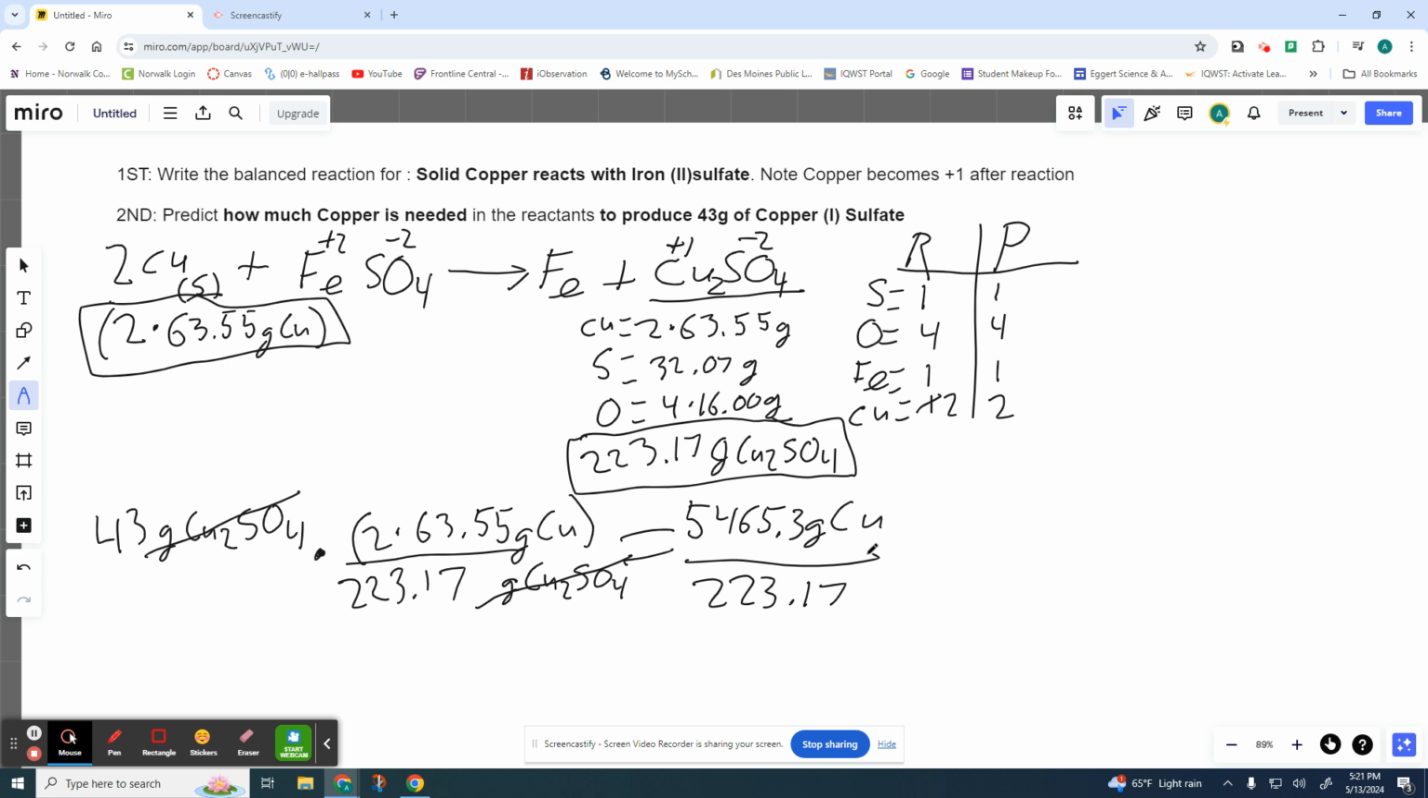So if you simplify those, I got approximately 24.5 grams of copper is needed in order to get the 43 grams of copper 1 sulfate.